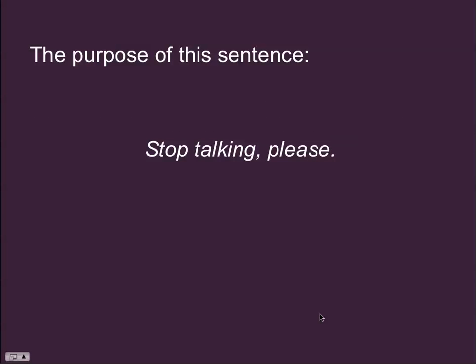The purpose of this sentence. Stop talking, please. Of course, you know the implied subject that would go over here is you, because whoever the speaker is, they're talking to a person who is talking, and they want that person to stop talking. So they could easily have said, you stop talking, please. The implied subject is you. So the purpose of the sentence is to give them a command, however politely. Please doesn't change the nature of the sentence, which is that it's a command. A command is called imperative.